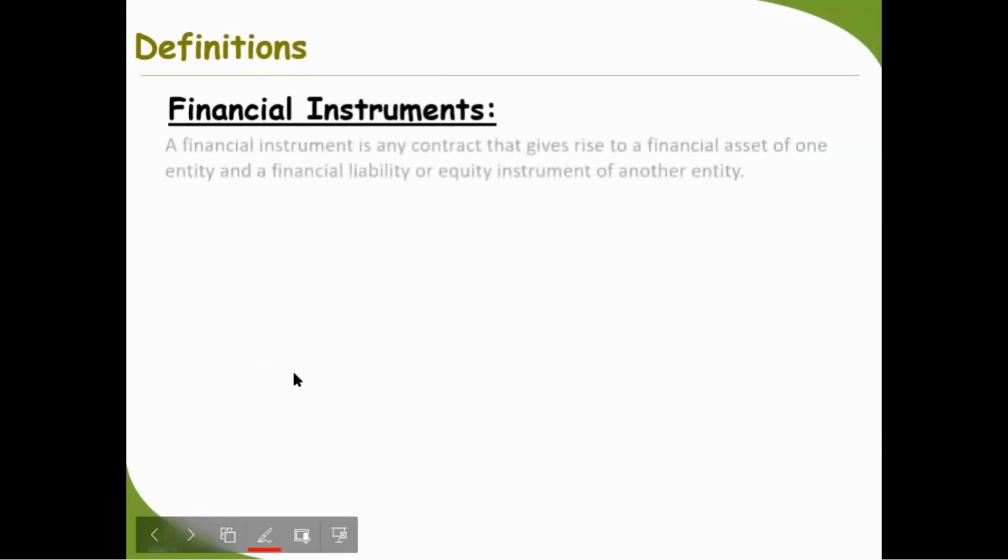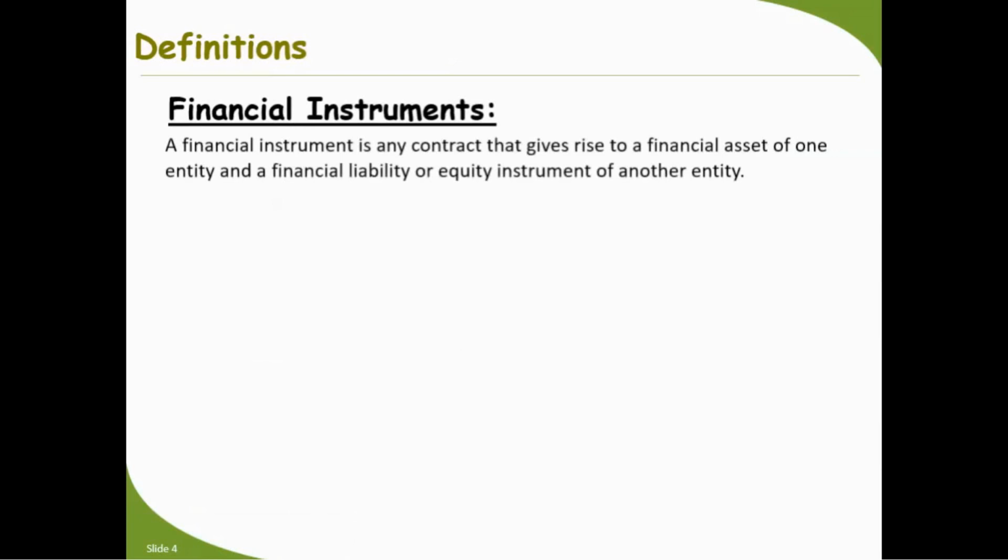So first of all, key definitions. Number one, financial instruments. A financial instrument is any contract that gives rise to a financial asset of one entity and a financial liability or equity instrument of another entity. So this definition has three components. First of all, it is a contract. We have already discussed in many lectures what a contract is: a written agreement between two parties. But which contract? One that gives rise to a financial asset for one party and a financial liability or equity instrument for another party. The result of that contract is that one party gets a financial asset and the other party has either a financial liability or an equity instrument.